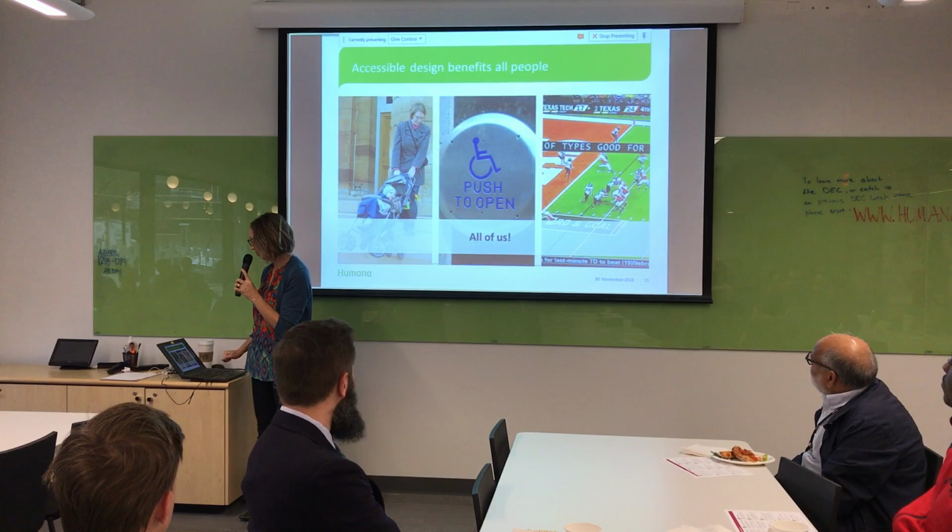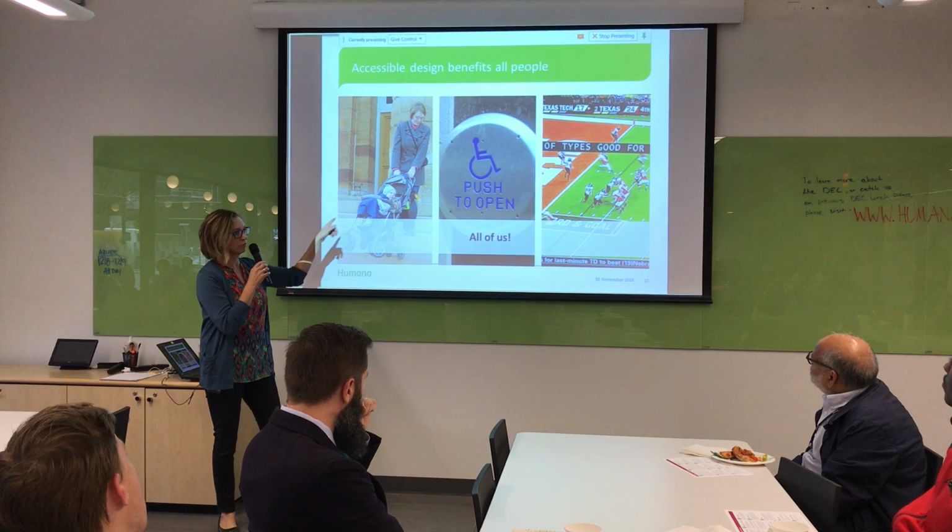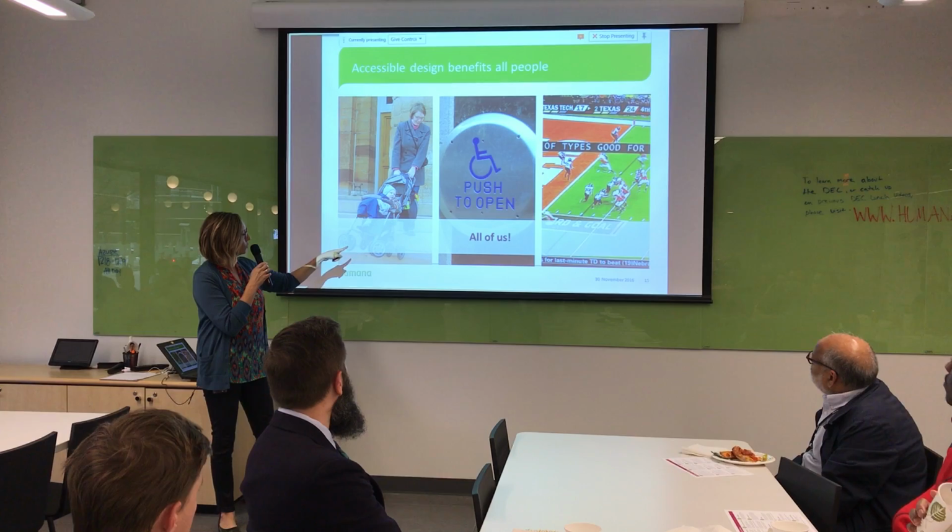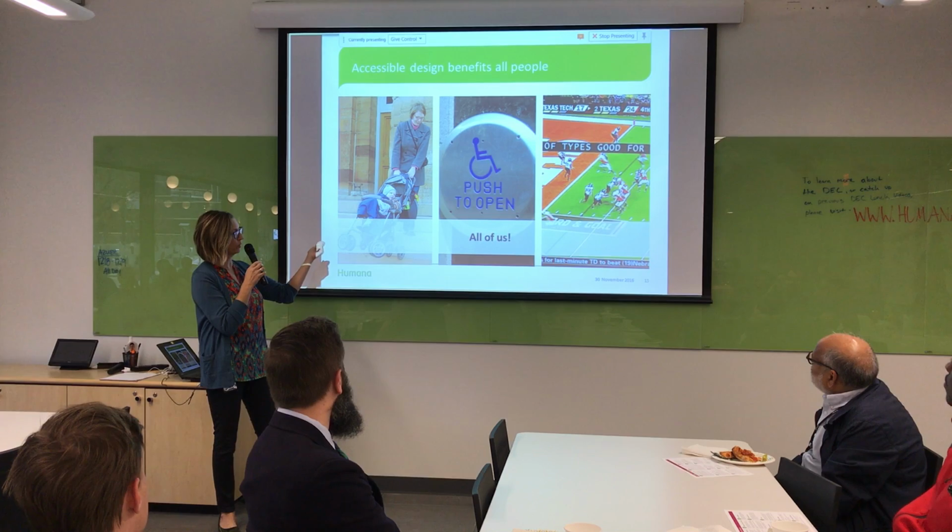So it also benefits all of us. So here's some examples of some universal design features that we've all taken advantage of. Curb cuts and ramps help anybody that's ever pushed a kid in a stroller. They're designed for people in wheelchairs, but if you've ever seen a delivery guy from UPS, they use those as well.